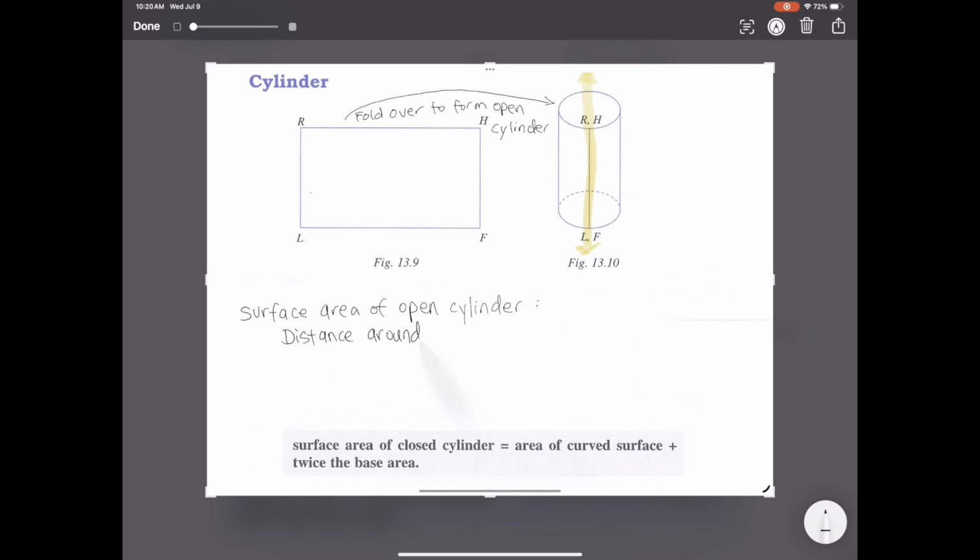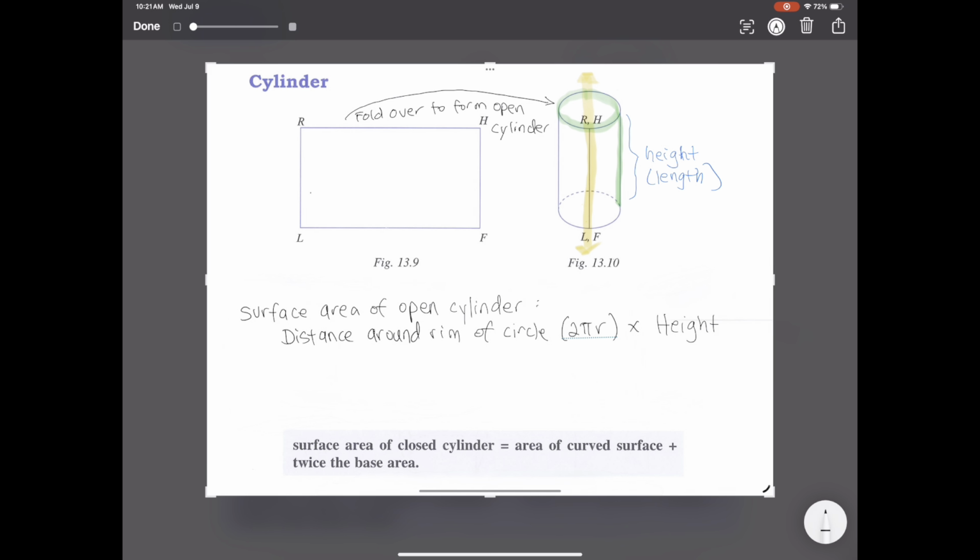In this case, you can see that the distance around the rim would be the circumference of the circle, which would be given by the formula 2 pi r. And you multiply that with the height to get the surface area of the open cylinder. So that would be 2 pi r times height, or the length of the cylinder.